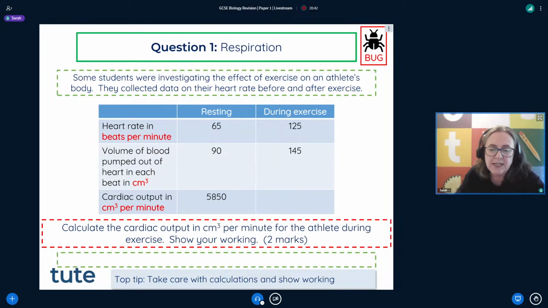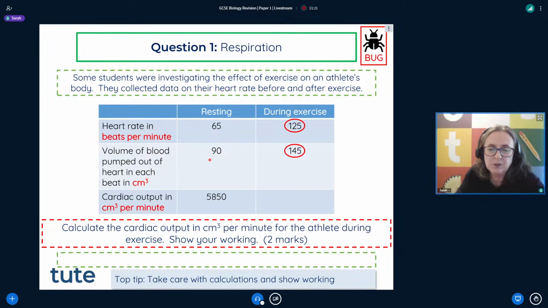Okay, so the next question is a calculation question. It's asking, calculate the cardiac output in centimeters cubed per minute for the athlete during exercise and show your working for 2 marks. Okay, so they're being quite explicit here. They're asking you to show your working, and it's always a good idea to show your working, because that helps the examiner see that you know how you went about getting the answer. And even if you didn't get the right answer, if you put the wrong numbers into your calculator, they would know that you had actually tried the right method, and you will still get one of those marks.